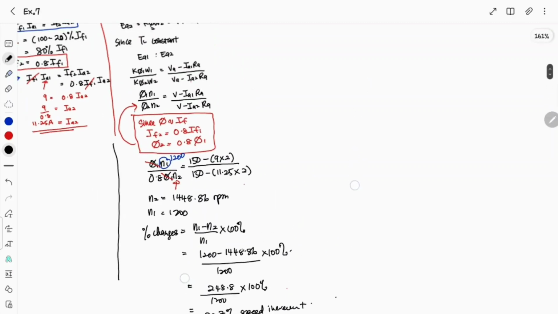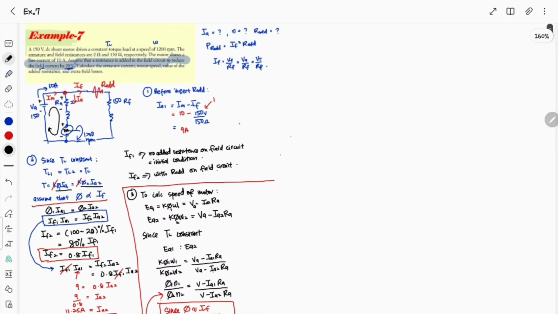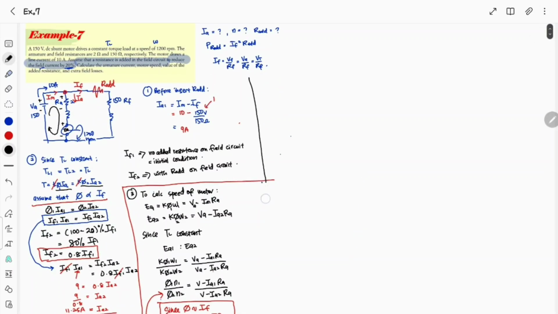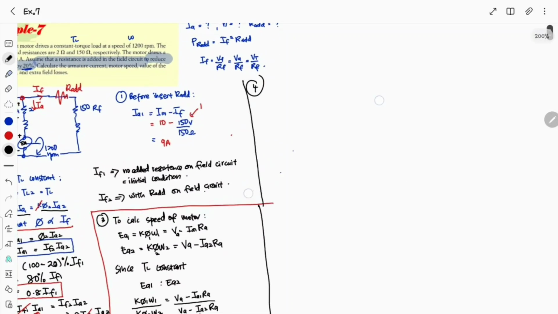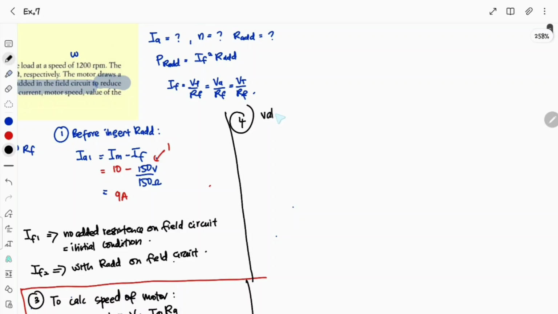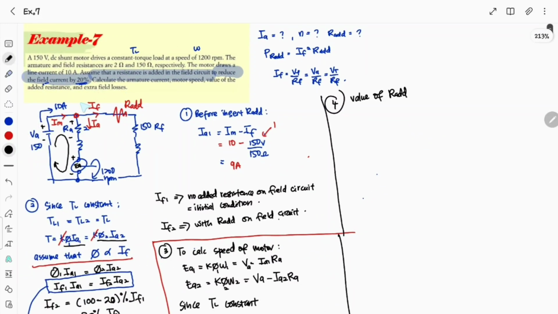Okay, next, we have the motor speed. Now we need to find the additional resistance. So number 4, the value of additional resistance. How can we find it? Just take a look at this part. We know that VF is here, this point. This is your VF. Okay, equals to what?